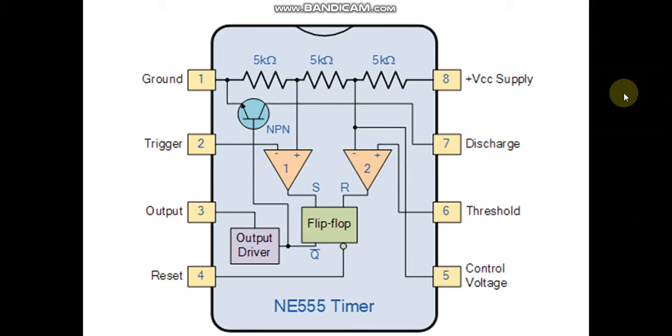So before moving on, dear students, before moving on to the experiments related to the 555 timer, I will just brief out what the 555 timer is. The 555 timer is a commonly used IC designed to produce a variety of output waveforms with the addition of an external RC circuit. You see here you have an IC.